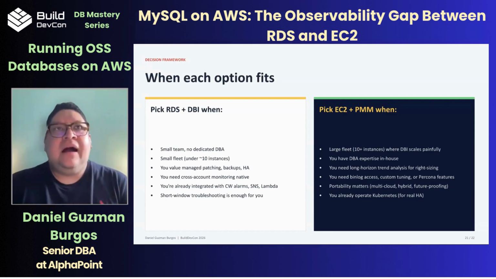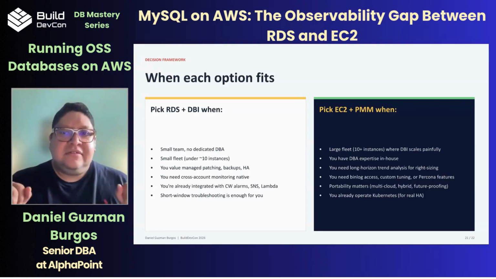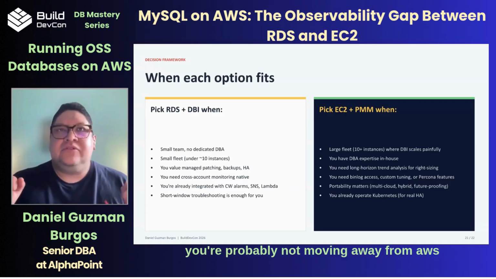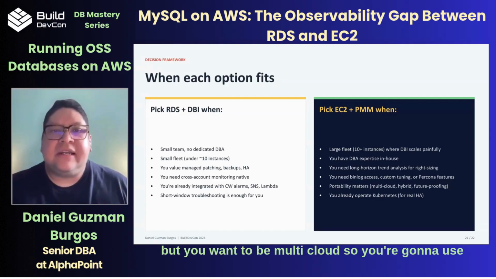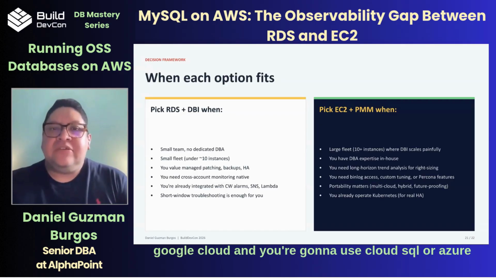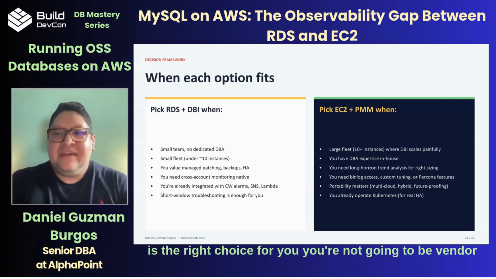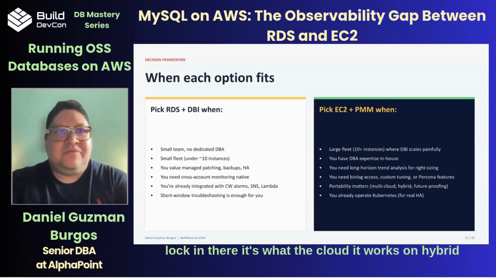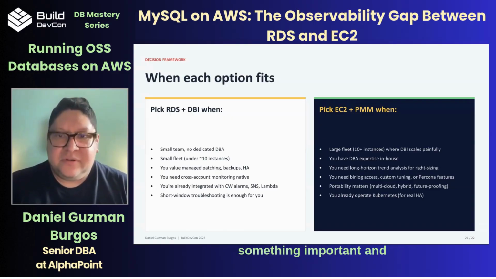You don't want to be vendor locked, right? You want to keep your options open. So portability matters. You're probably not moving away from AWS, but you want to be multi-cloud, so you're going to use Google Cloud and Cloud SQL or Azure. Then PMM is the right choice for you. You're not going to be vendor locked in there. It's multi-cloud. It works on hybrid. It also works on-prem. So that's also something important.